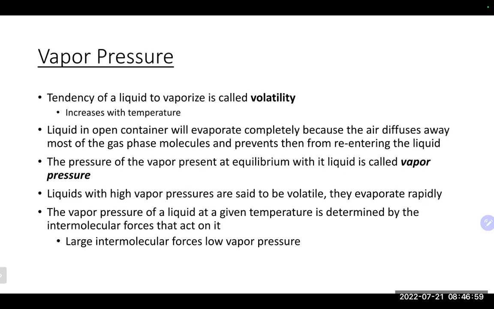A liquid in an open container will evaporate completely because air diffuses away most of the gas molecules and prevents them from re-entering the liquid. So basically on any surface of a liquid, you have molecules constantly escaping the liquid phase and dropping back down into the liquid phase.